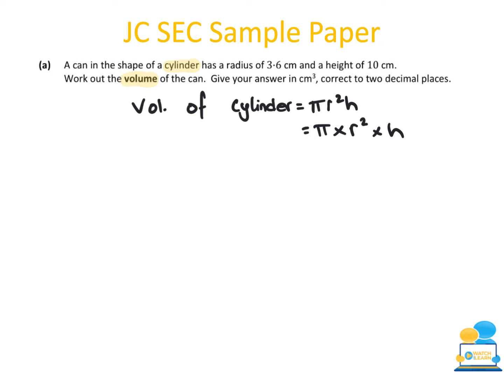Looking at my question, they have given me dimensions. They've told me that the radius is equal to 3.6 centimetres and that my height is equal to 10 centimetres. So I can say that these values, r is equal to 3.6, h is equal to 10, and pi, which I probably should have written first, as it comes first in my formula. They haven't told me to give my answer in terms of pi in this question, so I'm going to use pi in my calculator.